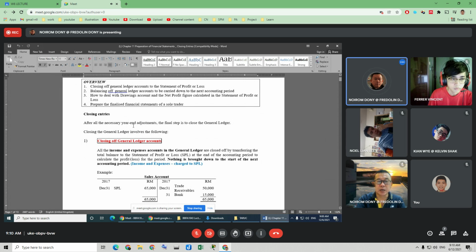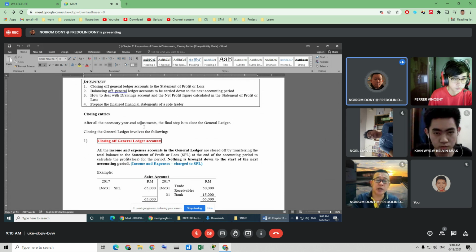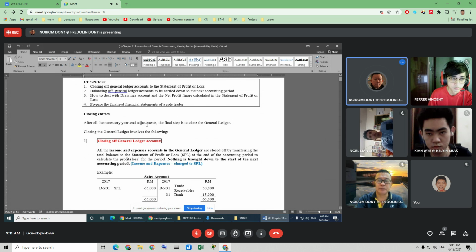So what is the reason for doing this year-end adjustment? Why do we have to learn this? Because the business needs to do all these adjustments to observe the accounting concept: the financial statements should be presented with a true and fair view of performance and financial position.